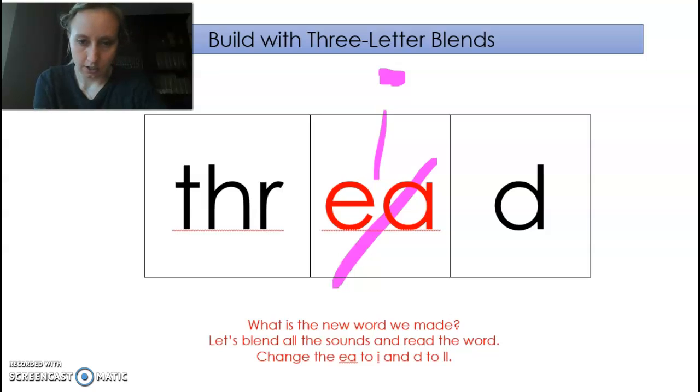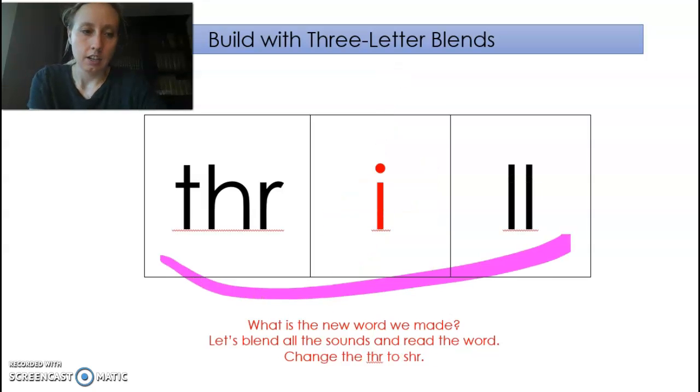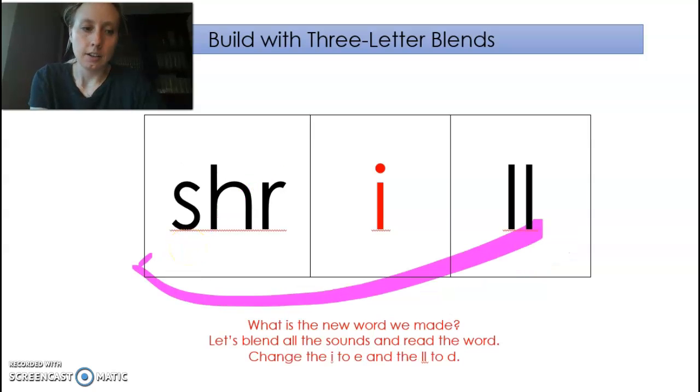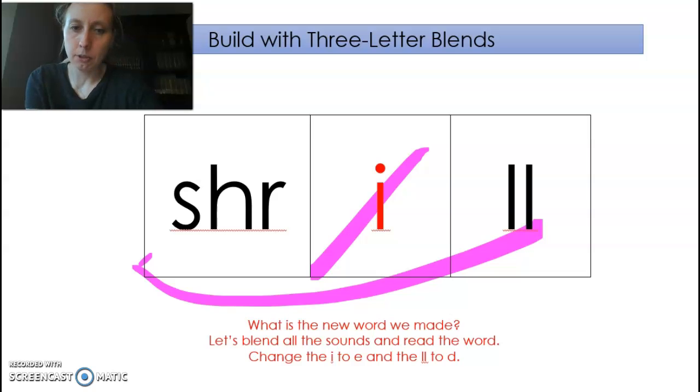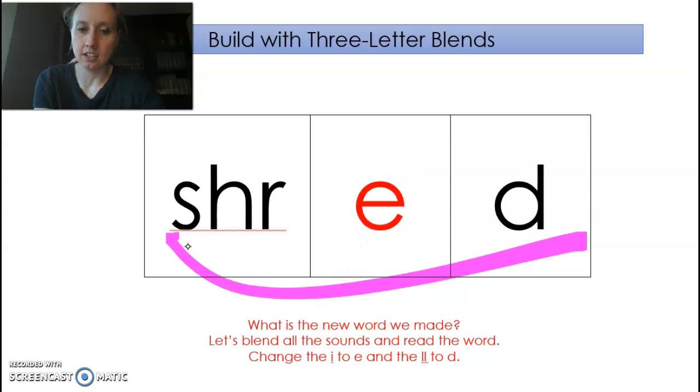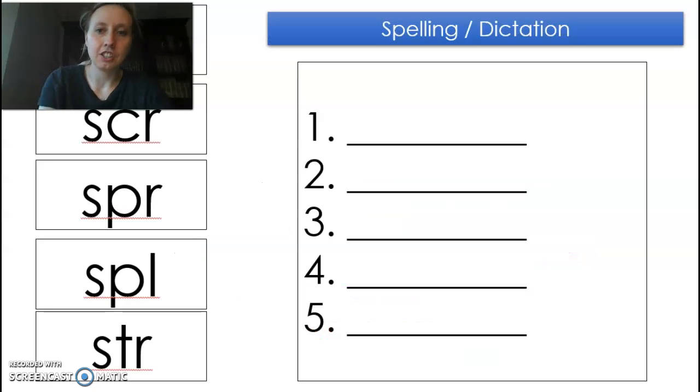Change the EA to I. And then the D to, so add LL. Oh, thrill. Get rid of the thr and add shr, shrill. Get rid of the I and put an E, so shred, and get rid of the L and put a D, shred. Okay, that was a little tricky.